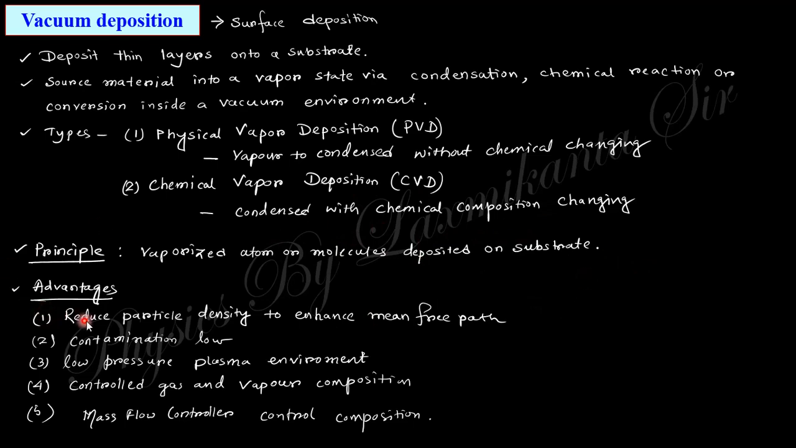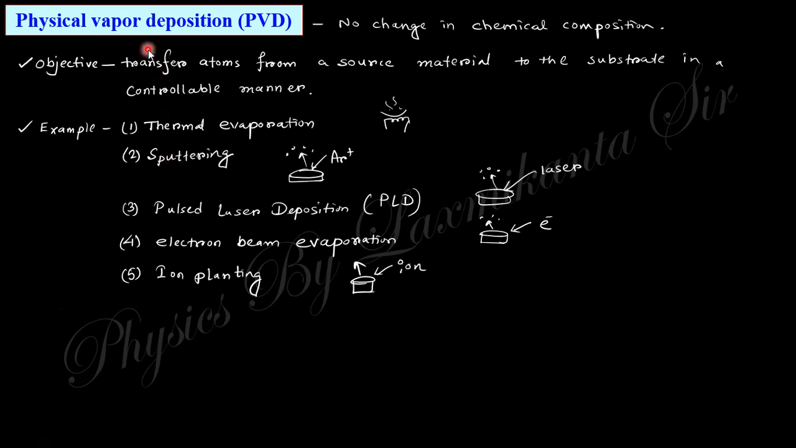An advantage is the reduced particle density and enhanced mean free path, and contamination is low in a low pressure plasma environment, with control of gas and vapor composition. Mass flow controls the composition. So these are the basic advantages. Physical vapor deposition is the one in which there is no change in chemical composition.